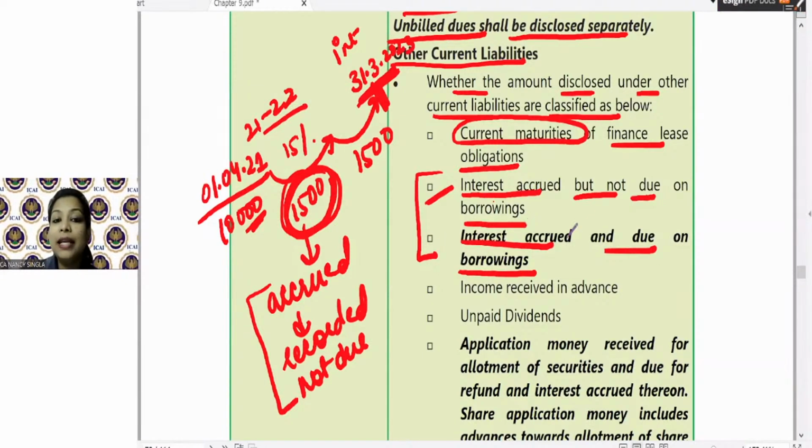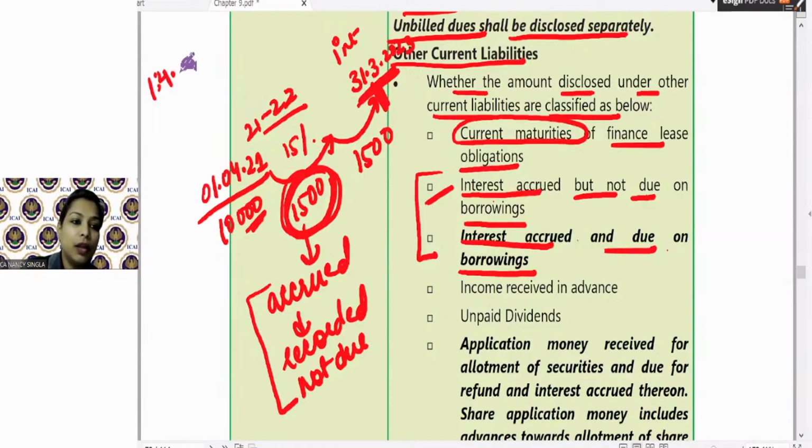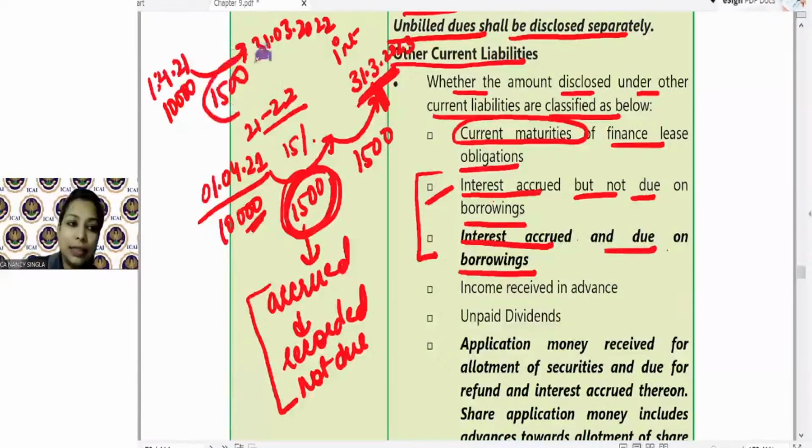ठीक है? Interest accrued and due on borrowings. So let's say अगर 1st April 21 को आपने 10,000 का लोन लिया and it is payable on 31st March 2022 itself. तो अब जो यहाँ पे 1500 का interest है, this is payable on 31st March 2022. So this is what, accrued plus due. Accrued is what you will record as a liability, and due is what it is demanded also. You need to pay it also. ठीक है? So interest accrued and due on borrowings.